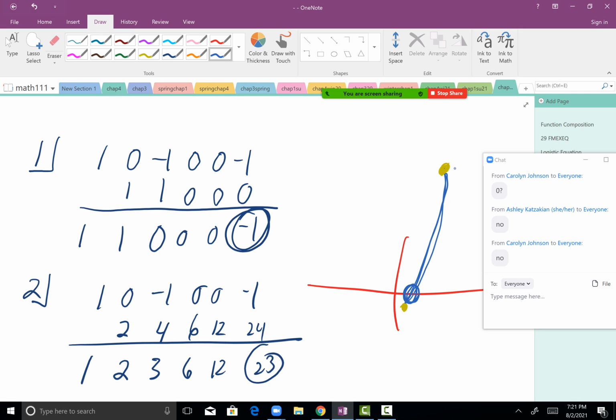Any questions on synthetic division or remainders? Don't hesitate to ask.